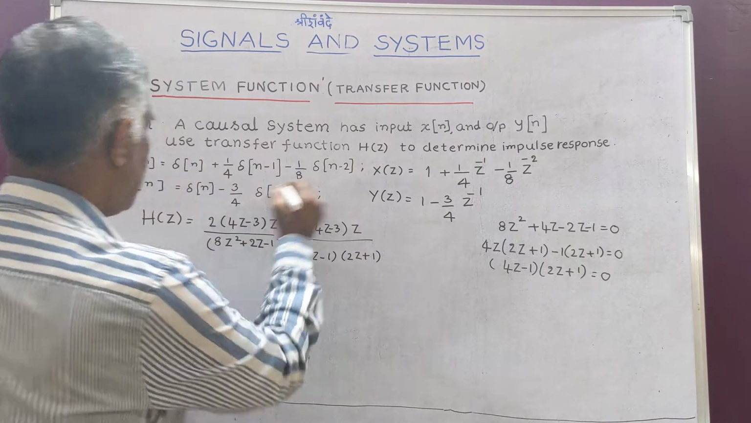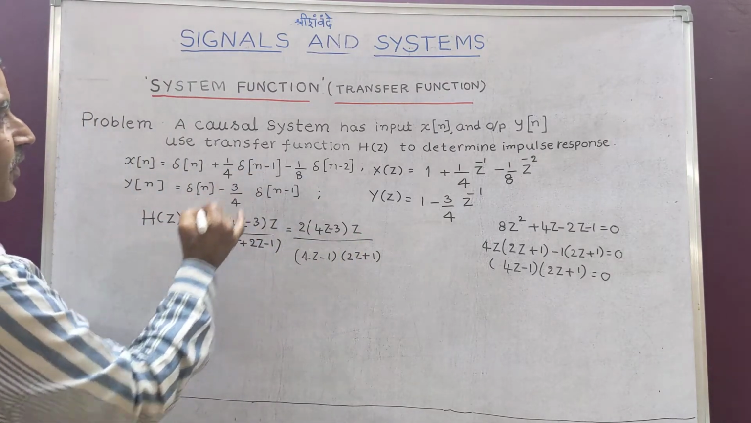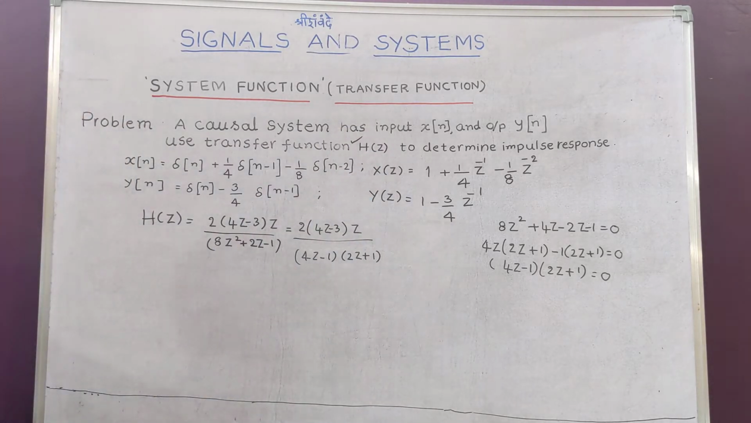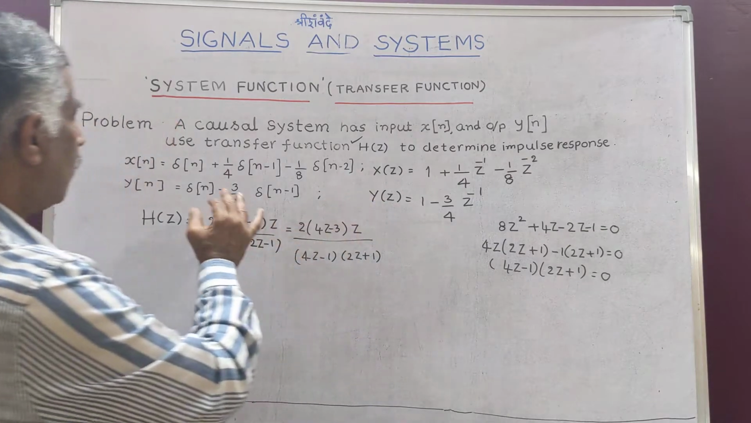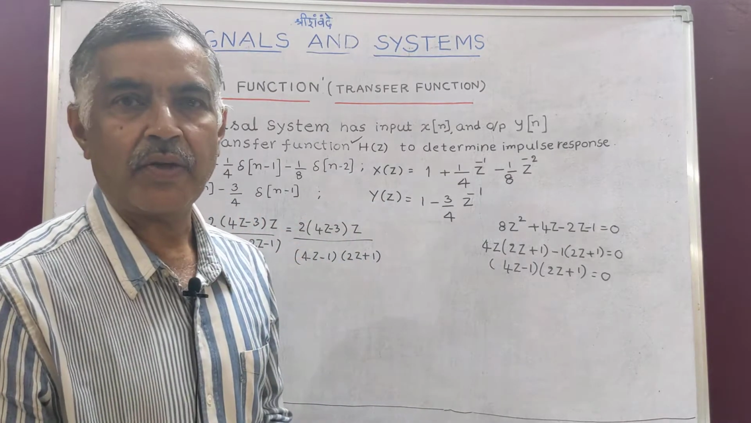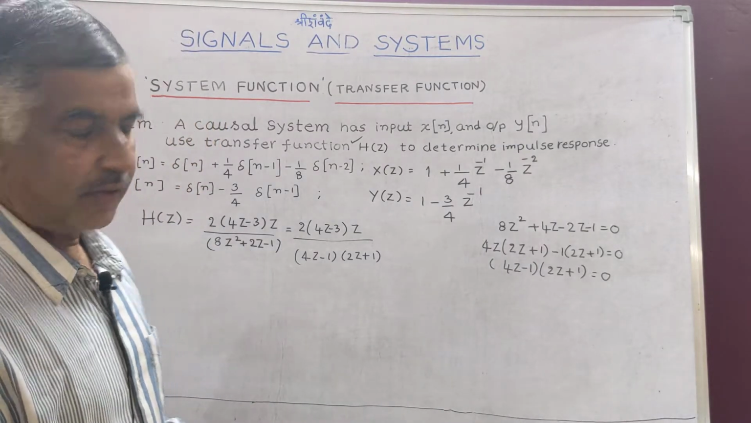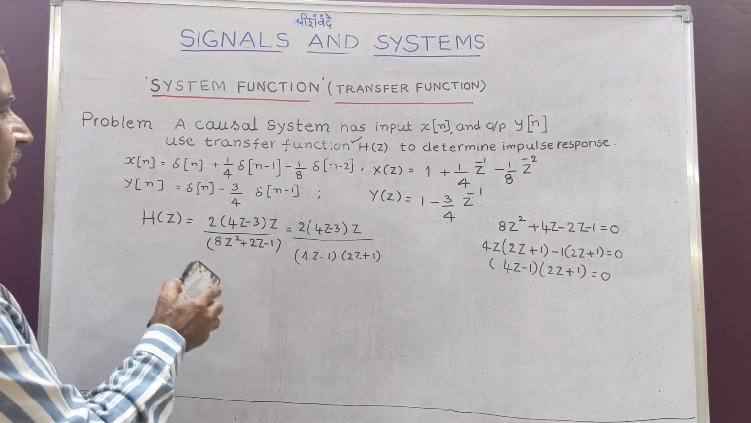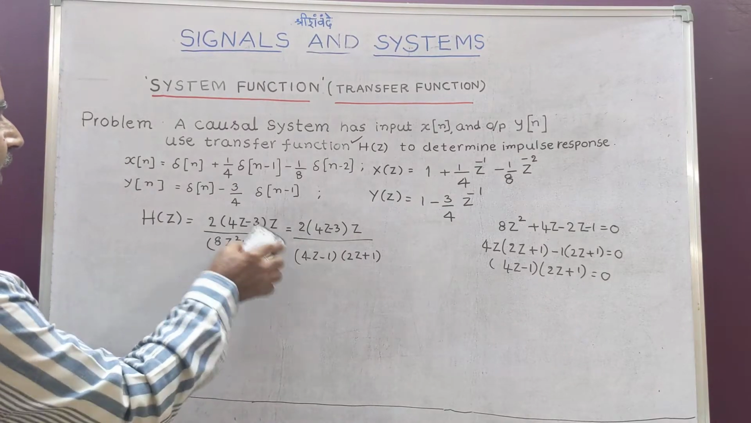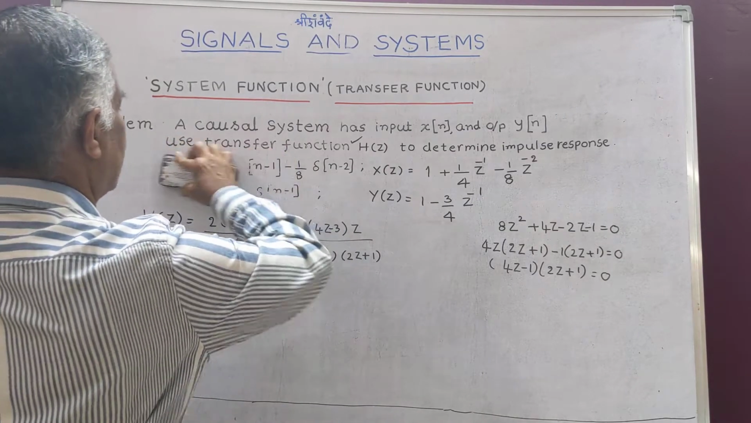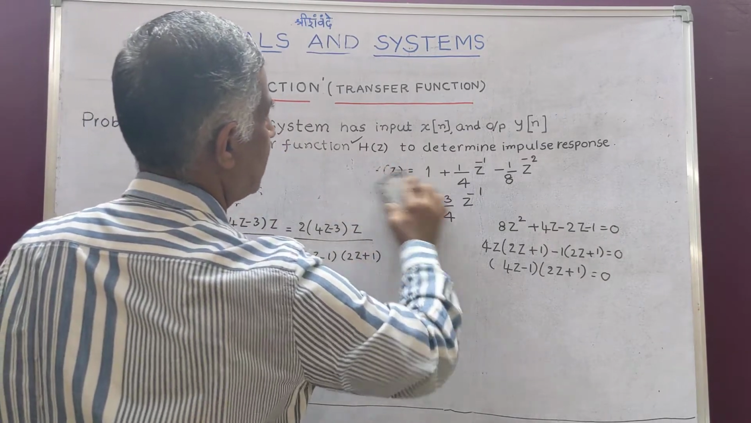Now this is what is called H(z). This is what is called the transfer function. Now we have to find the inverse z transform of this. Now I will go back to the partial fraction method. Partial fraction method is convenient. Therefore, going to the partial fraction expansion method, I will write H(z) by z.